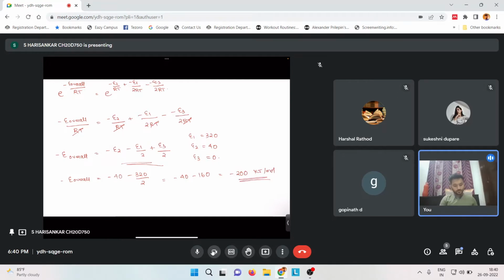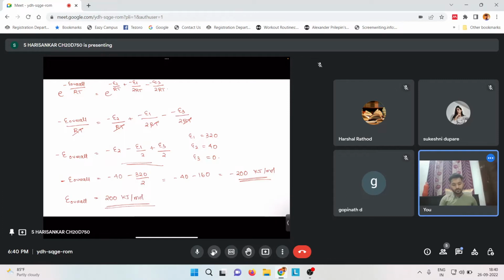Now this doesn't stop here. This is the value for minus E. So we need to find E overall, which is the reverse sign of this, basically 200 kilojoule per mole. So this is the answer here.